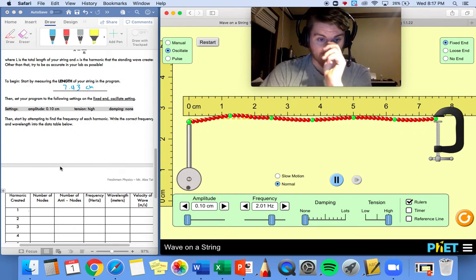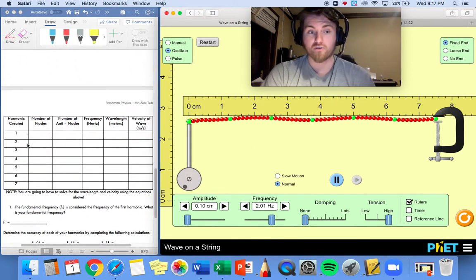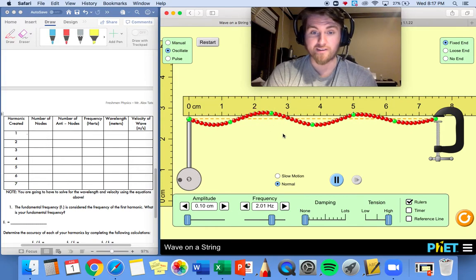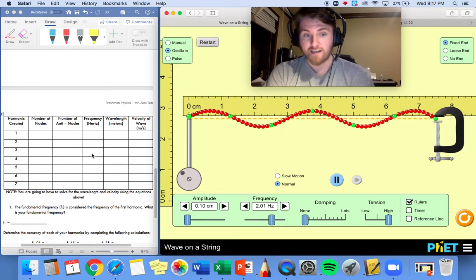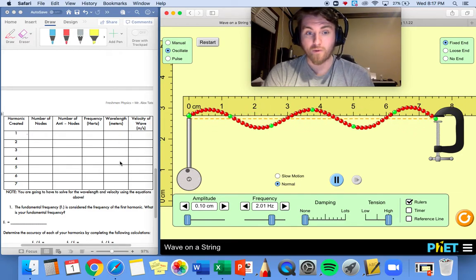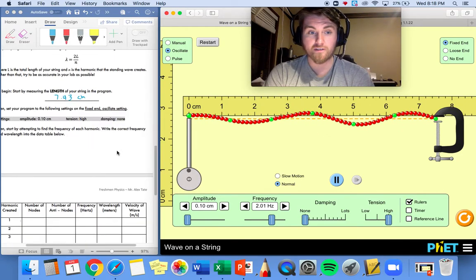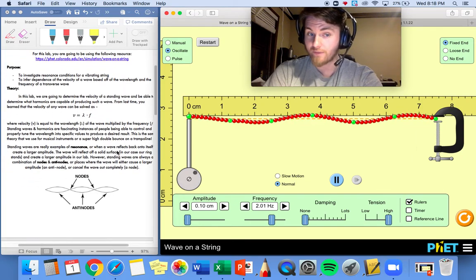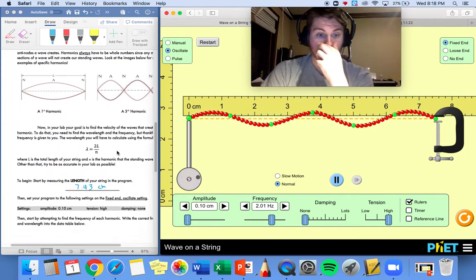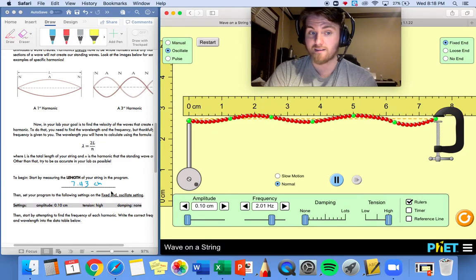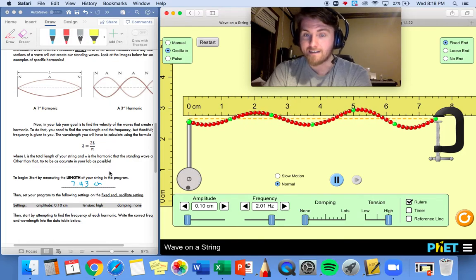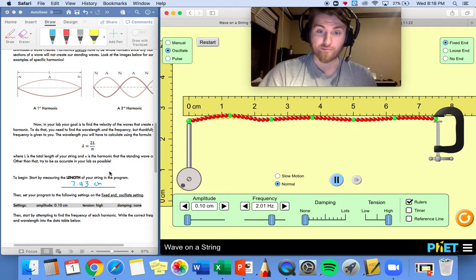And what you are going to do is try to create 7 different types of harmonics. And you are going to tell me the number of nodes, antinodes, and then the frequency. For this wavelength and the velocity, you will use these 2 equations: either your velocity is your wavelength times your frequency, or to find the wavelength, it's 2 times the length here, the 7.43 centimeters, divided by n. And n is just your number of harmonics.